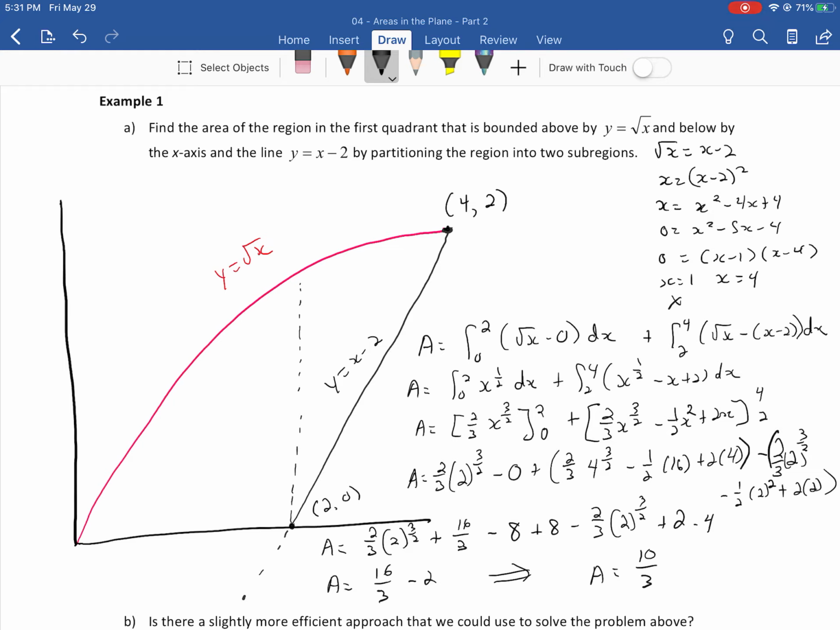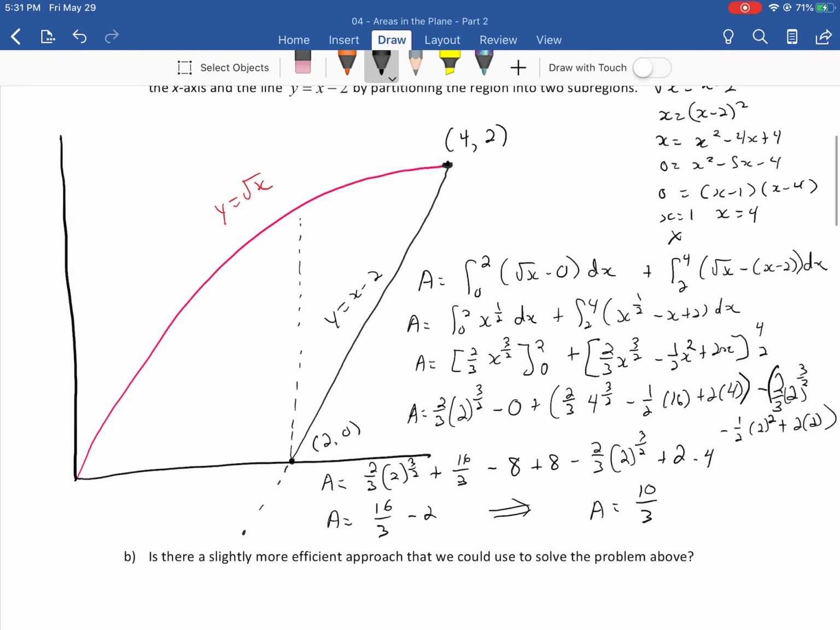And I'm going to show you something now that is really what this day's lesson is all about, and actually makes this question easier. It says, is there a slightly more efficient approach? Well, why this got so convoluted was because there were two separate integrals that had to be done because the lower function changed. It went from y equals 0 to y equals x minus 2.